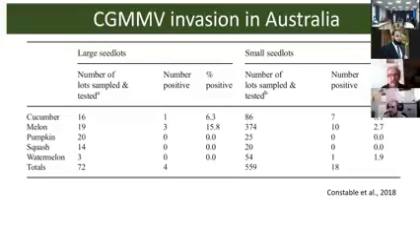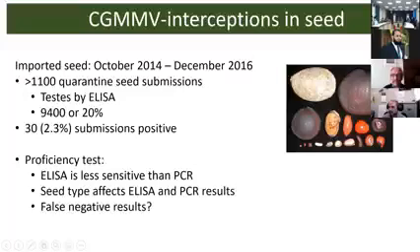CGMMV invasion in Australia, and you can see here in cucumber, the number of positives, 186, here 7.8%, in melon about 16%, in pumpkin 0. So it seems that the virus was imported with seed of cucumber and melon.